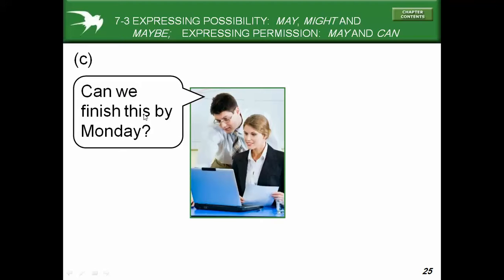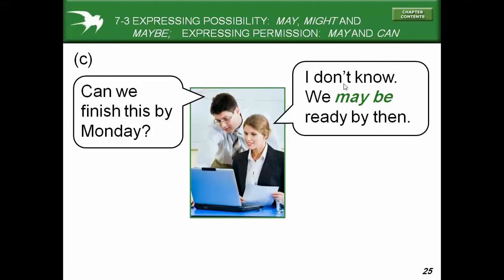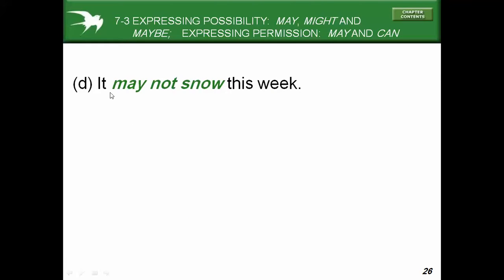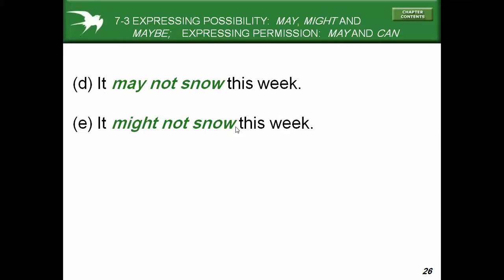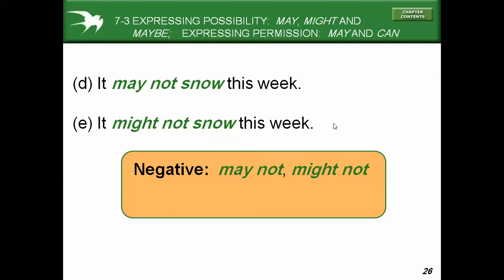Can we finish this by tomorrow? I don't know. We may be ready. Possibility. I don't know. We might be ready. Possibility. It may not snow this week. It might not snow this week. Possibility. Negative: may not, might not. No contractions for this.